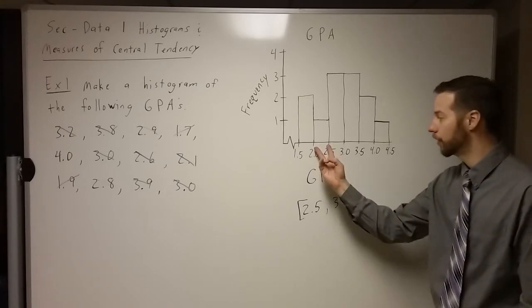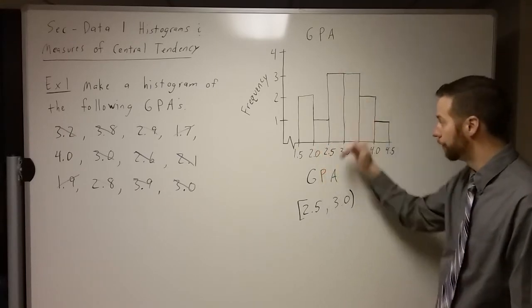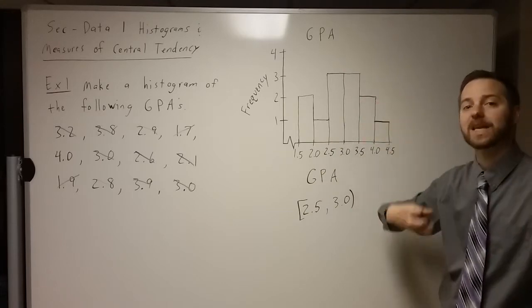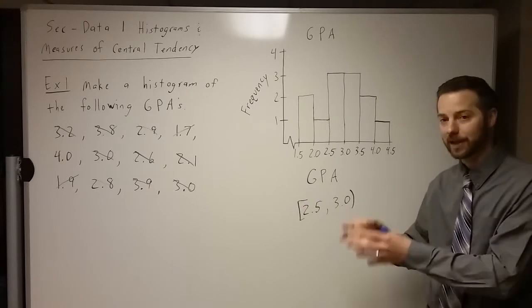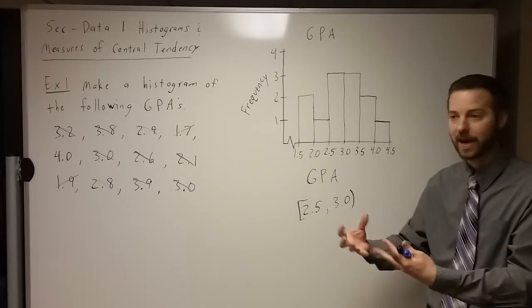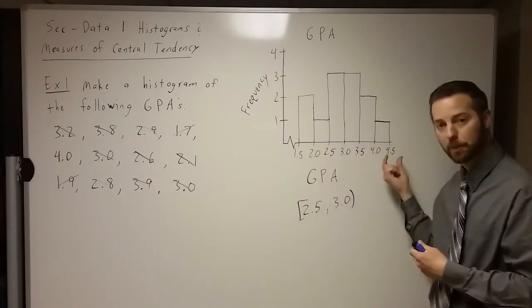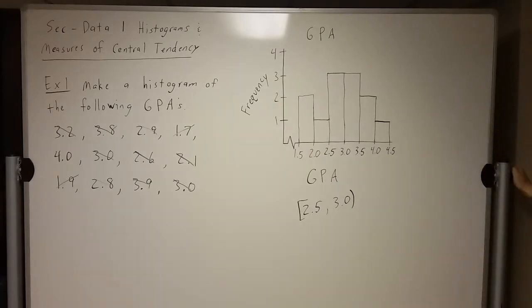Now remember, these are all intervals, and the vertical part of this is how many fit in each interval. It's a frequency distribution. It's showing how many entries of data fit in that interval of numbers. So that's the idea of what a histogram looks like.